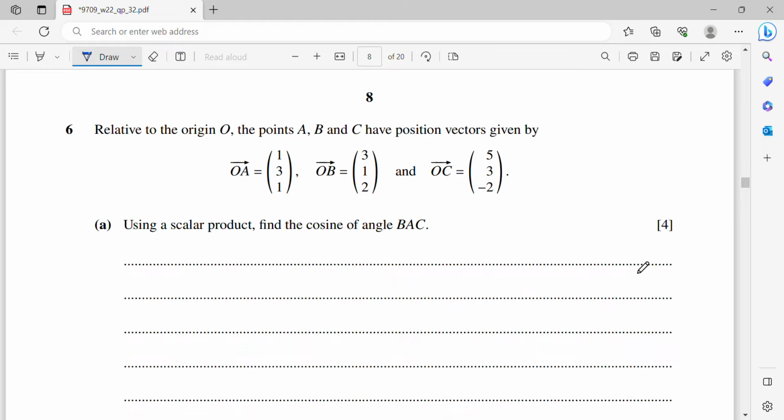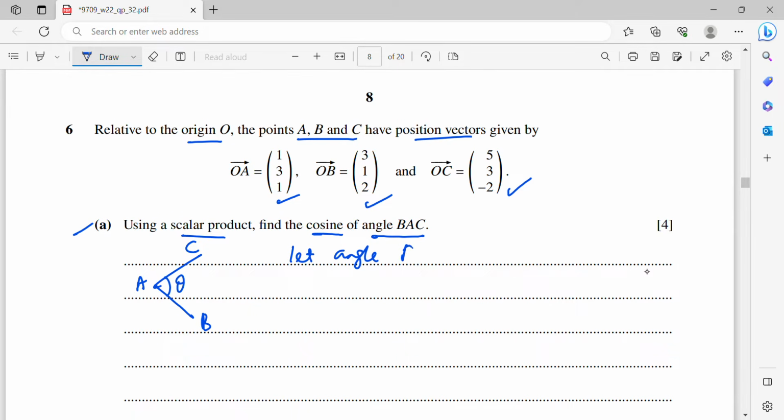Now, number 6. Relative to origin O, the points A, B, C have position vectors given by 1, 3, 1 for OA, 3, 1, 2 for OB, and 5, 3, negative 2 for OC. Now A, using a scalar product, find the cosine of the angle BAC. So simply draw the angle first. So BAC. Let angle BAC be theta.